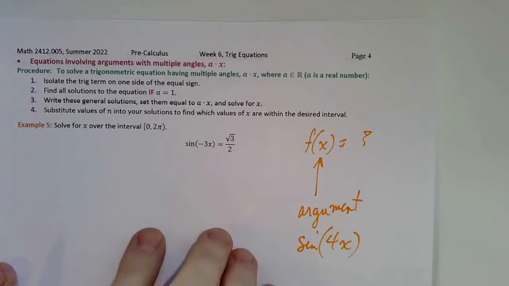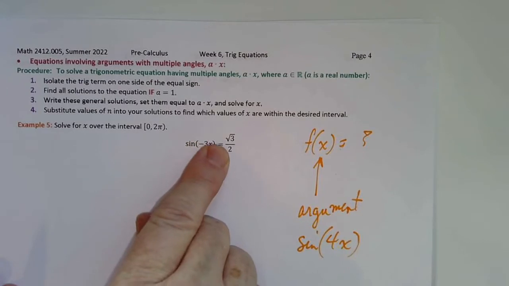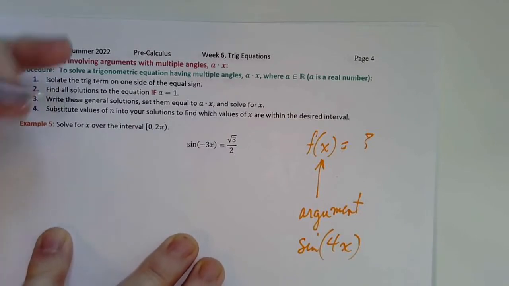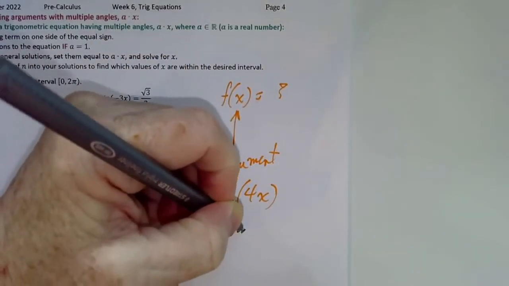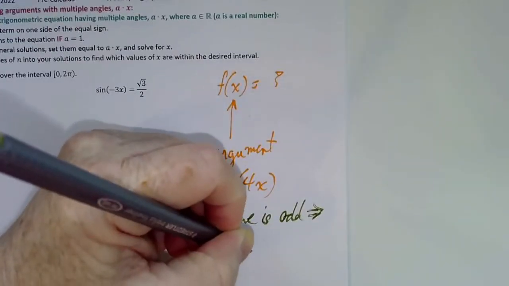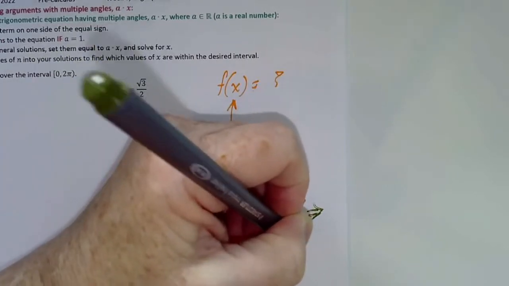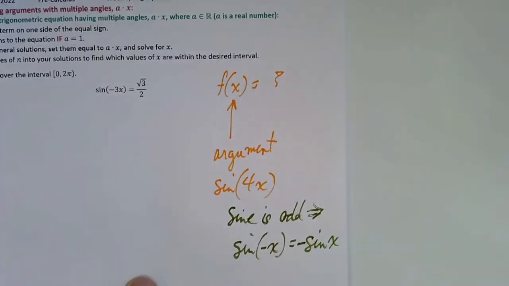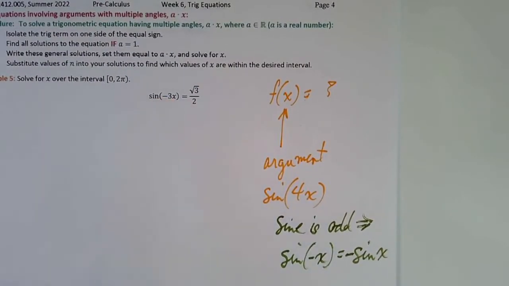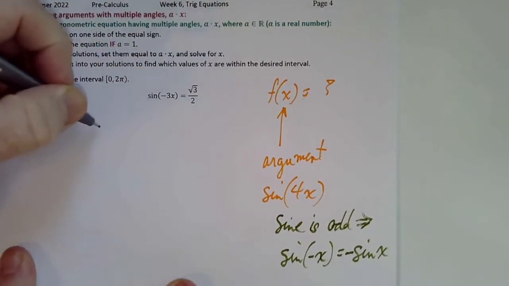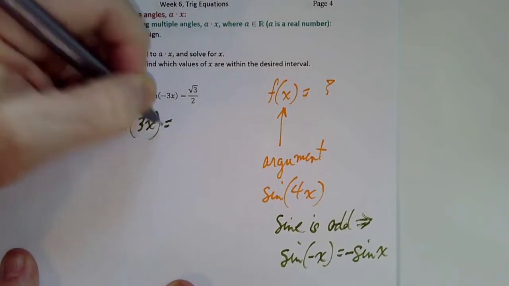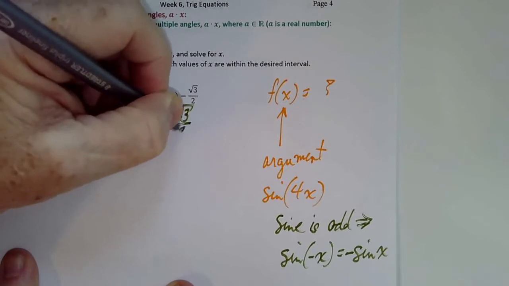All right. Well, we've got sine of negative 3x is equal to square root of 3 over 2. And I don't want that negative in there, but I remember that sine is odd, which means that the sine of negative x is negative sine x. So I can rewrite the sine of negative 3x and pull that negative out front. This is equal to negative sine of 3x, and that equals the square root of 3 over 2.